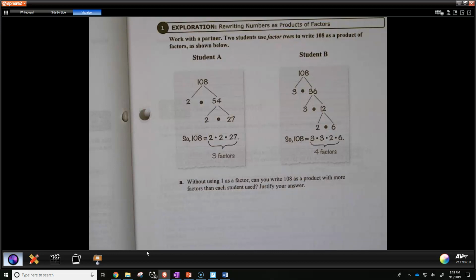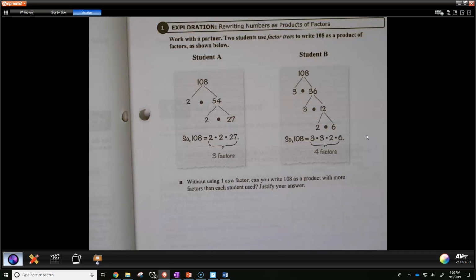They took 108 and said, I'm going to do 3 times 36. Does 3 times 36 equal 108? Yeah, it does. They took 36 and changed that to 3 times 12. 3 times 12 is 36. They took 12 and made it 2 times 6. 2 times 6 equals 12. So they said 108 is now 3 times 3 times 2 times 6. 4 factors.